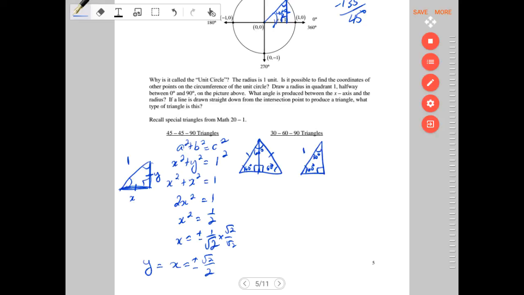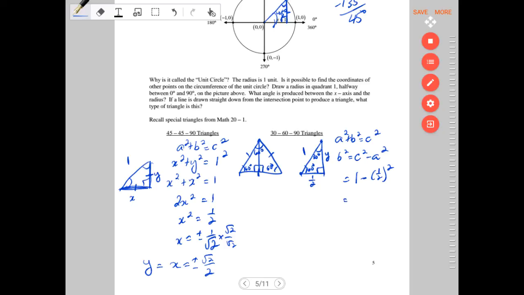Now, if this is my radius from my unit circle, then that measures 1. This distance here is half of 1, so that's going to be a half. And how do we figure out y? Again, we'll have to use the Pythagorean theorem. So a squared plus b squared equals c squared. In this case, though, we're looking for b, so we want b squared equals c squared minus a squared. So that becomes 1 subtract 1/2 all squared.